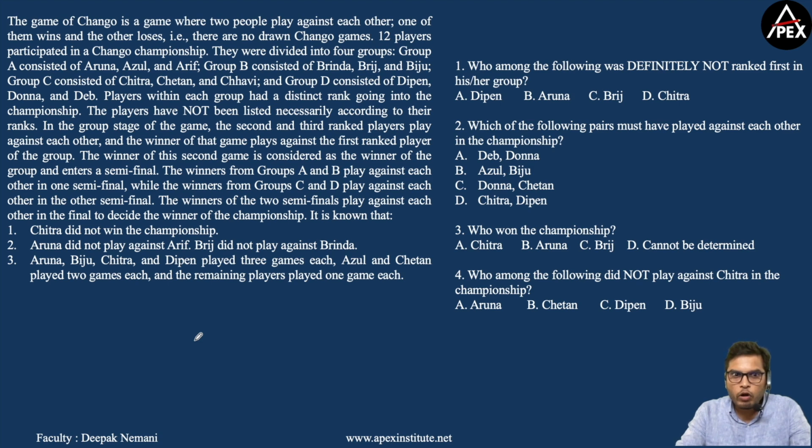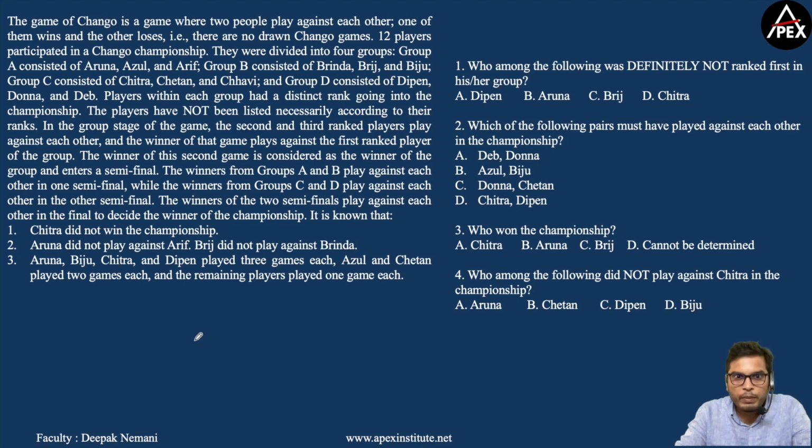Group A consisted of Aruna, Azul and Arif. Group B consisted of Brinda, Briz and Bizu. Group C consisted of Chitra, Chetan and Chavi. And Group D consisted of Dipen, Donna and Deb. Players within each group had a distinct rank going into the championship.